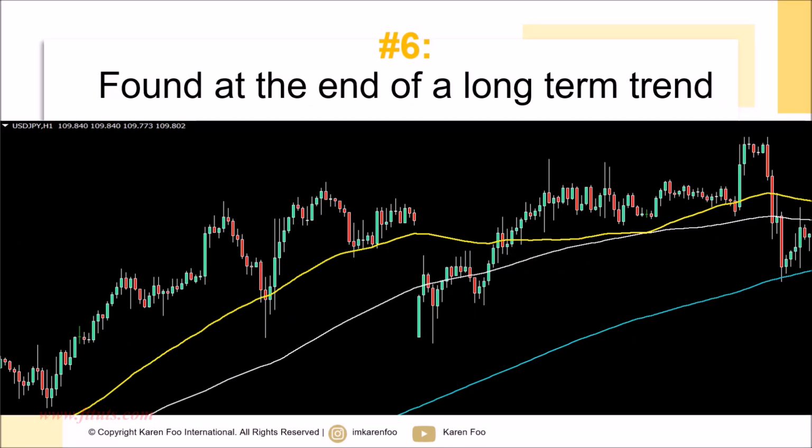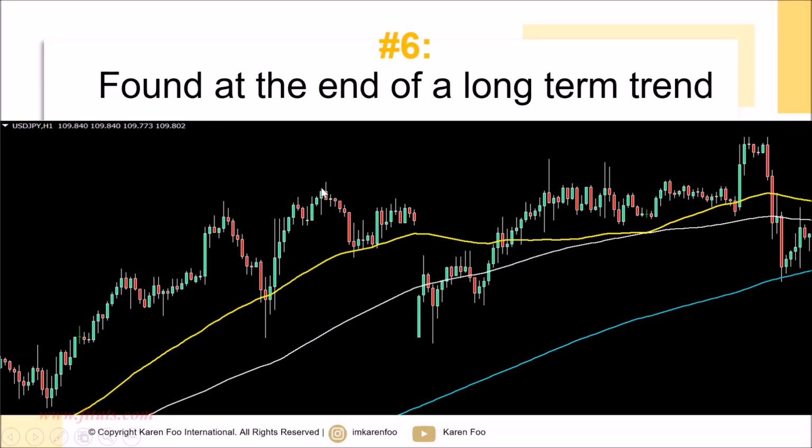So one thing you need to take note of is that the reversal pattern will be stronger, will be higher probability if it forms at the end of a long-term trend. Meaning the trend has been going on for a couple of weeks, couple of days, rather than a couple of seconds or a couple of hours, like only a few candlesticks. If it forms at the end of a short-term trend, then it wouldn't be as strong as compared to if you see it at the end of a long-term trend.